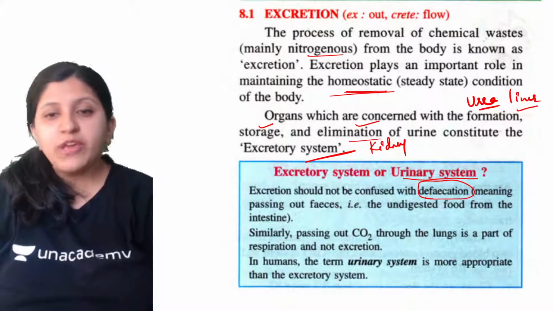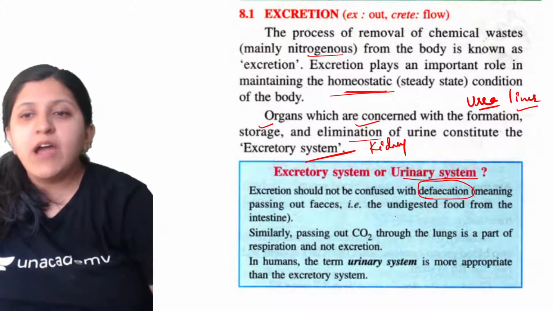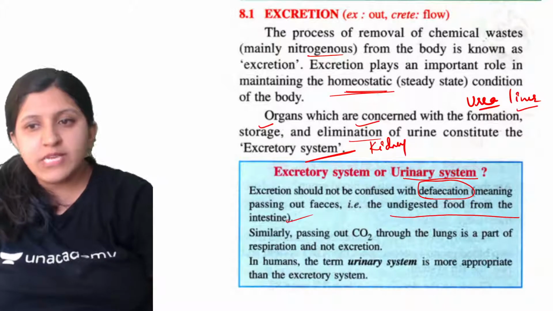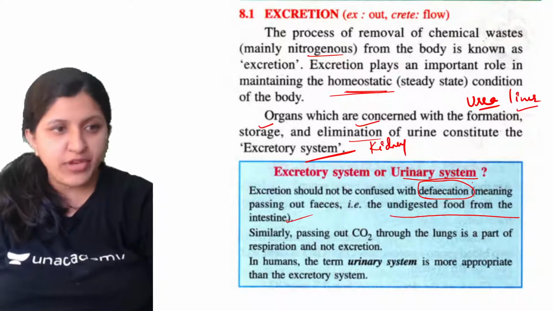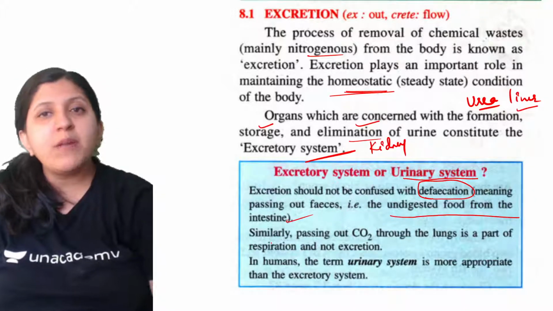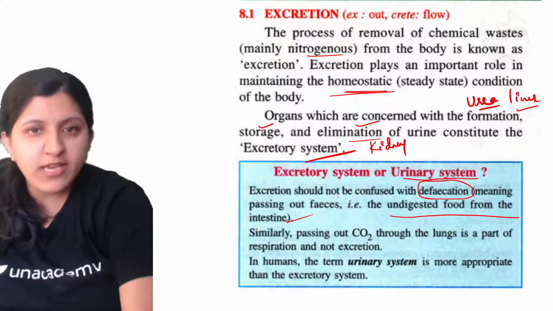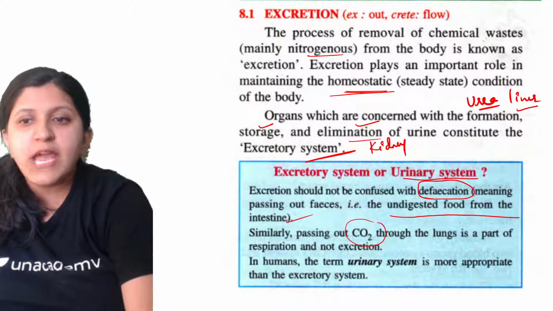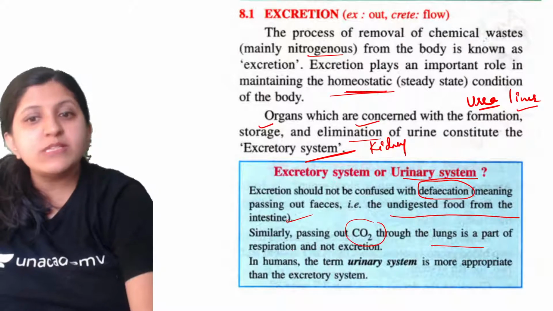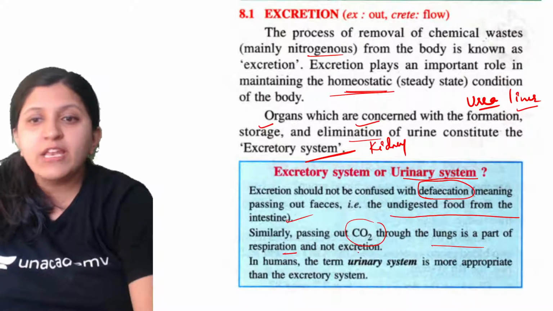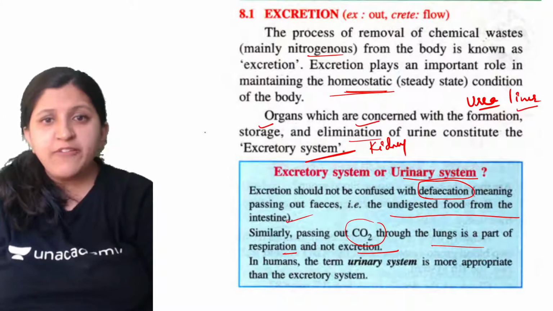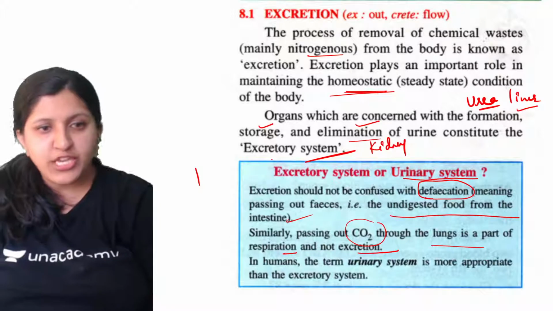Okay, so here when we mention that the undigested food is passed out through the intestine, that we call defecation. But when we are passing urine, that is actually excretion. Similarly, passing out carbon dioxide through the lungs is a part of respiration, and again it is not an excretion. So here we will say this as respiration, right?